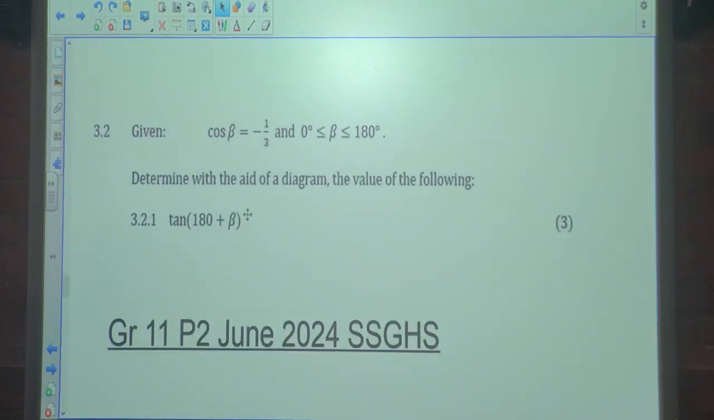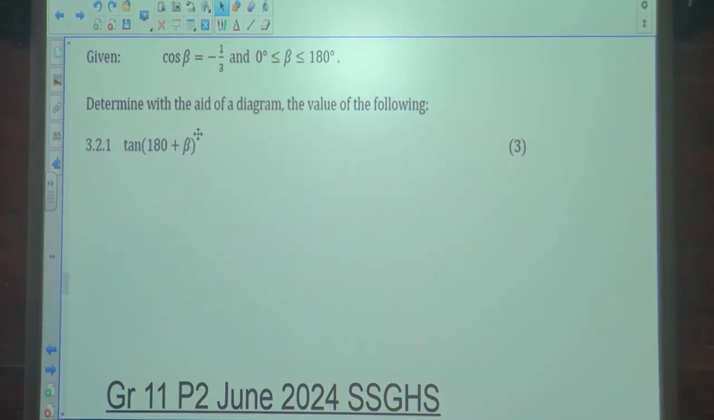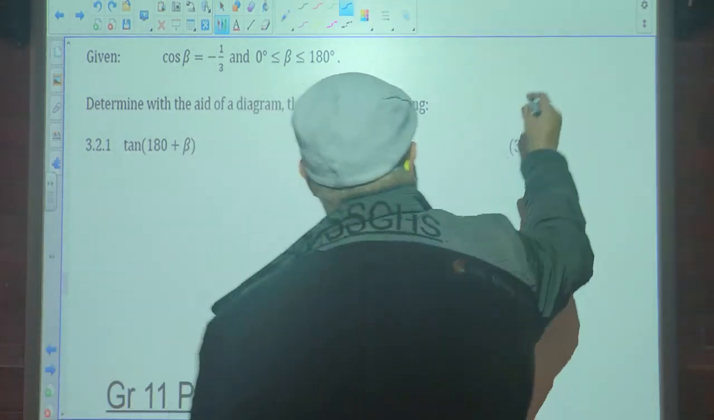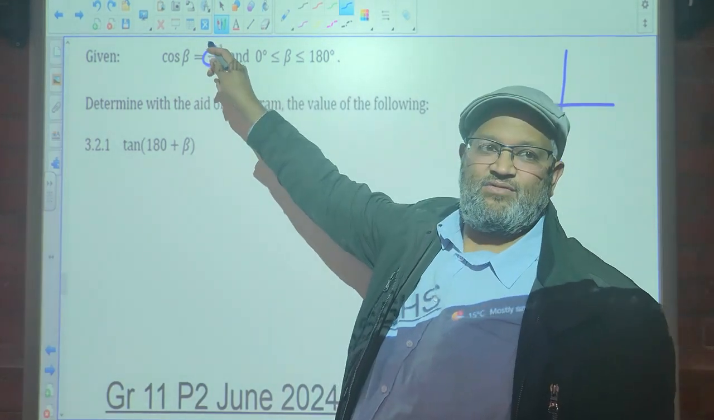In question 3.2, we are given that cos of beta is equal to negative a third and beta is greater than or equal to 0 but less than or equal to 180. Determine, with the aid of a diagram, the value of the following. So what does this tell us? This tells us that the cos is negative.